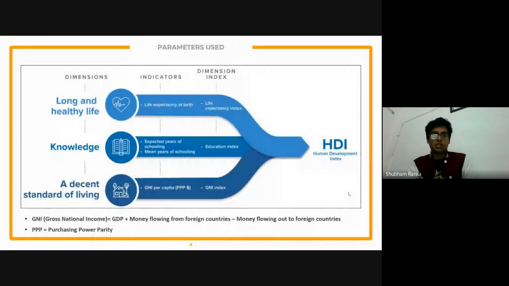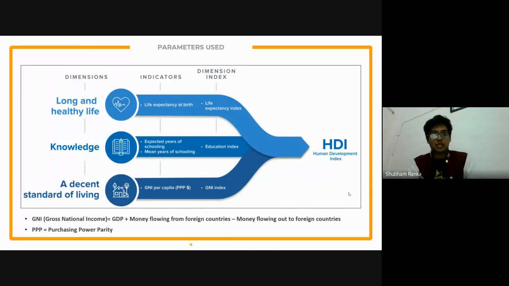Now let's come to what are the metrics that we discussed for HDI. The three metrics were the three indicators: A, life expectancy; second, education index; and third, GNI index, right? For life expectancy, we see the life expectancy at birth. So how many children are being born and can survive till a particular age, that just shows the life expectancy of a particular country, right? So that indicates the health metric of that particular country.